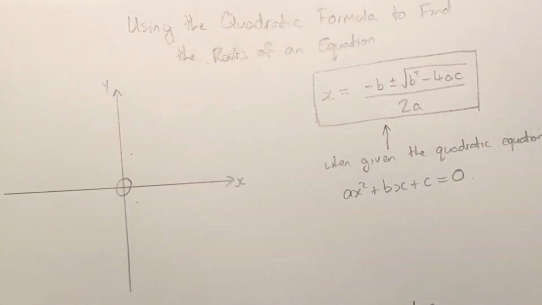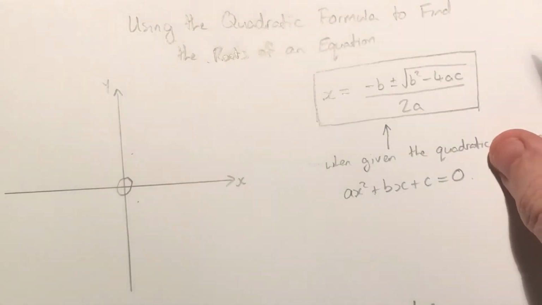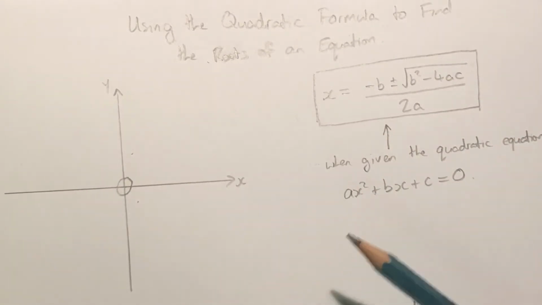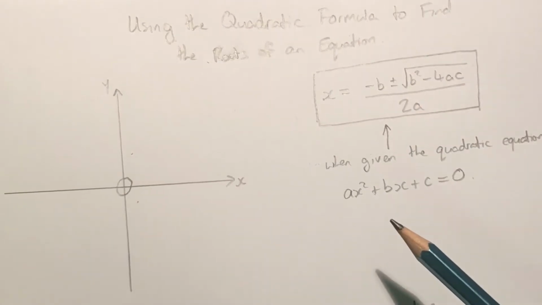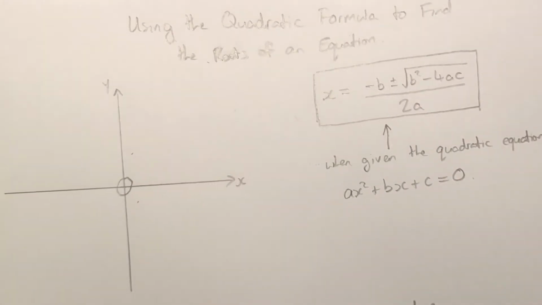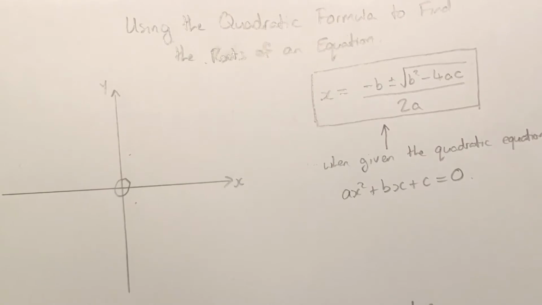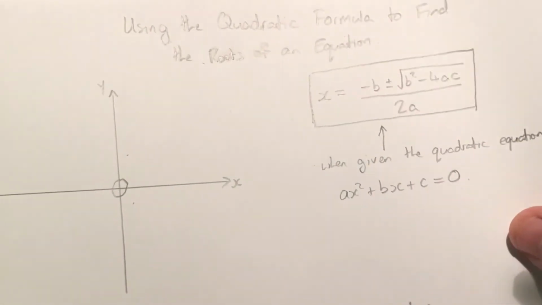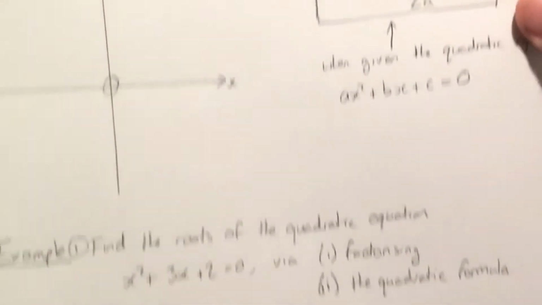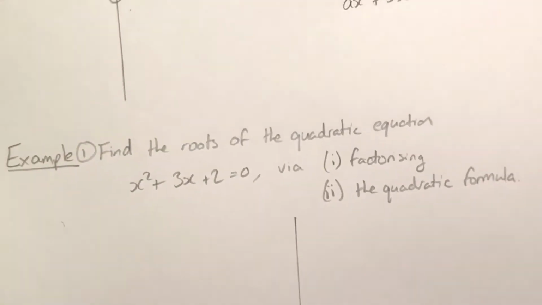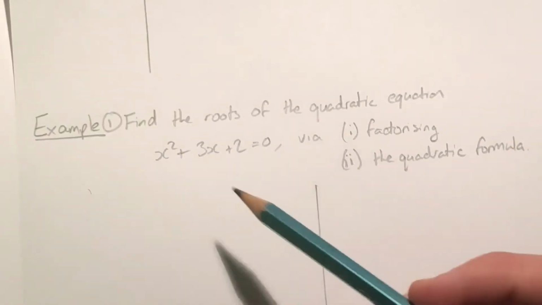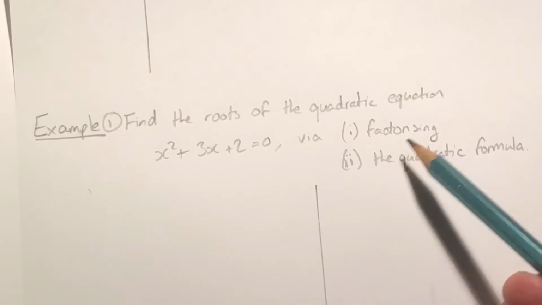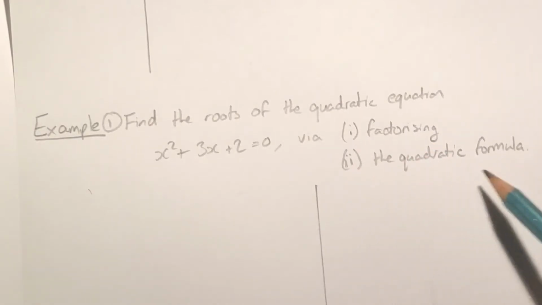Now, in the previous video, what we looked at was how to factorise the equation first and use that to find the roots of an equation. This method, however, helps us if we don't know how to factorise that particular equation. Let's say that they are really difficult numbers and we can't necessarily work out what's going on. So let's just cut straight to the chase. Find the roots of the quadratic equation x squared plus 3x plus 2 equals 0 via, first of all, factorising, and then second, via the quadratic formula.